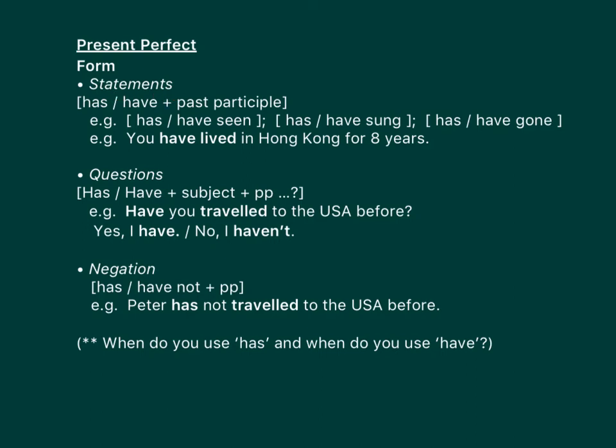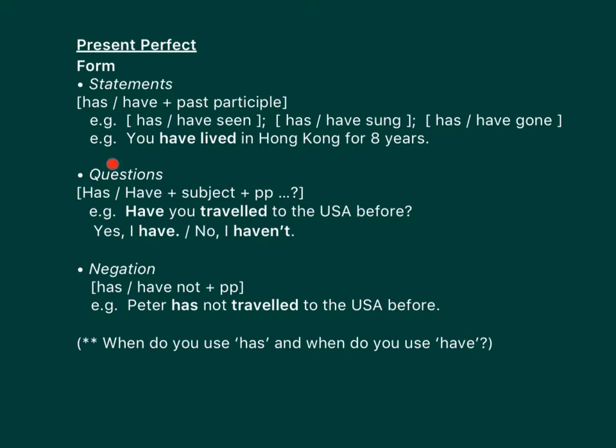First, in a statement, it is formed by the word has or have plus the past participle of the verb. For example, has seen or have seen, has sung or have sung, has gone or have gone. For example, you have lived in Hong Kong for 8 years.